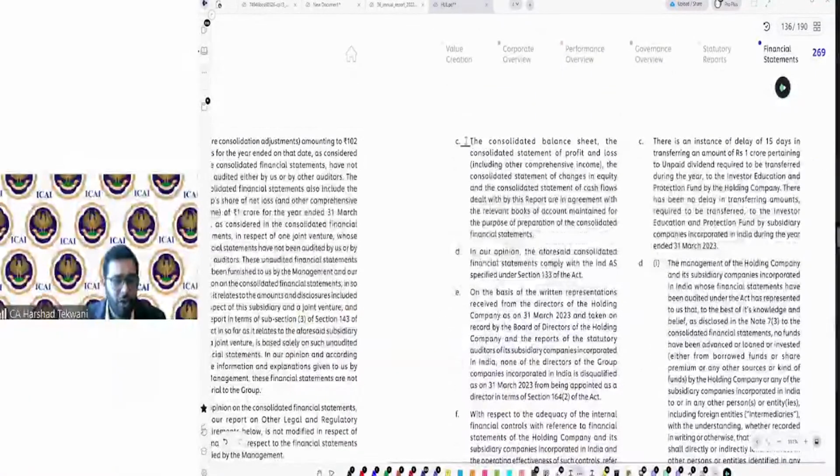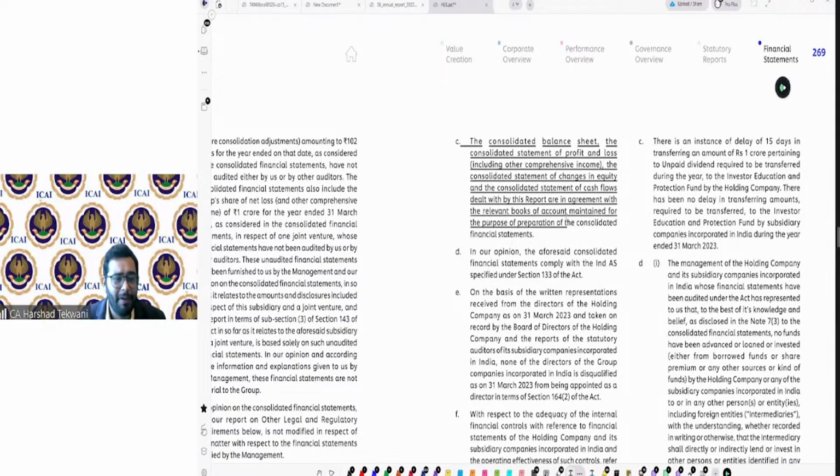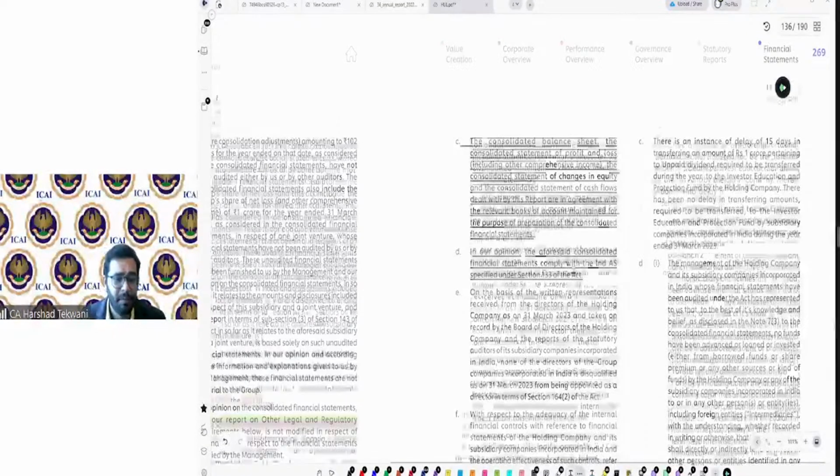Then, the consolidated balance sheet, the consolidated statement of profit and loss account, including other comprehensive income, the consolidated statement of changes in equity, consolidated statement of cash flows, dealt with by this report are in agreement with the relevant books of accounts maintained for the purpose of preparation of the consolidated financial statement. In our opinion, the aforesaid consolidated financial statement comply with the Ind AS specified under section 133 of the Act.